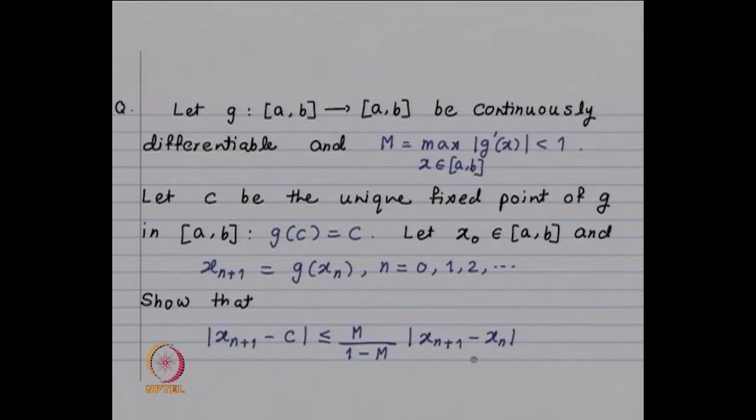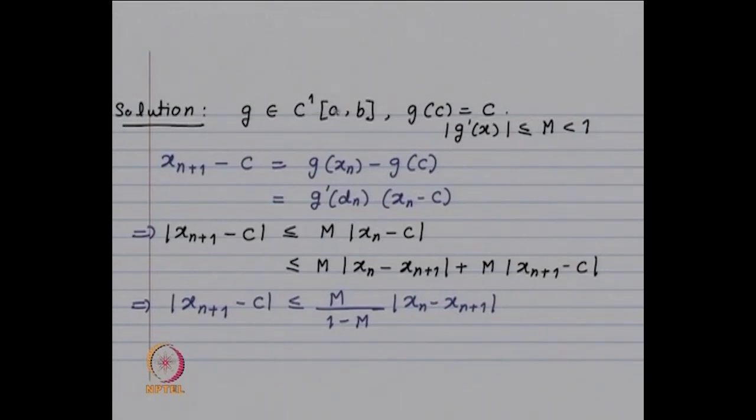So, let us prove this result. Our assumption is g is continuously differentiable on interval a b, c is the unique fixed point, g of c is equal to c, modulus of g dash x is less than or equal to m less than 1. Then x n plus 1 minus c will be equal to g x n minus g of c, since x n plus 1 is g x n and c is g c. Using the mean value theorem, this will be equal to g dash d n times x n minus c, where d n lies between x n and c. Modulus of g dash d n will be less than or equal to m. So, you will have modulus of x n plus 1 minus c less than or equal to m times modulus of x n minus c.